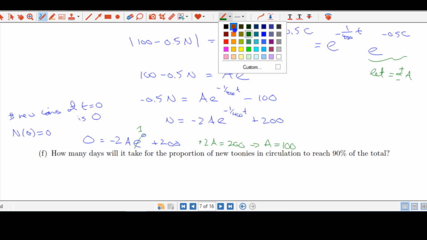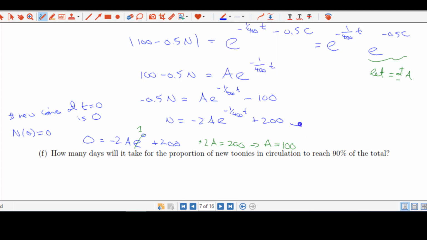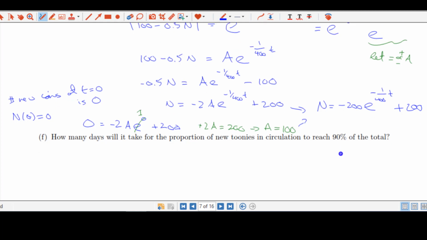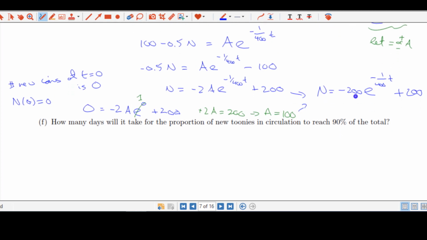And we get our final solution by putting all of that together, these two expressions. N is equal to minus 2a's, so minus 200, e to the minus 1 over 400t, and then back on the main line, plus 200. That's the number of new coins in circulation in millions. All right, that's our solution.